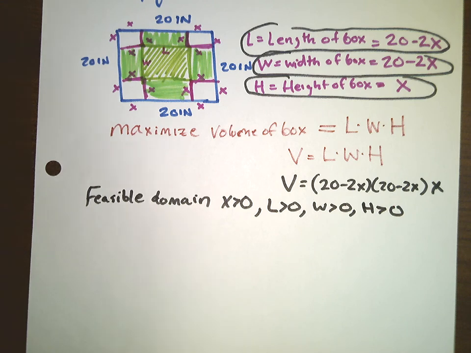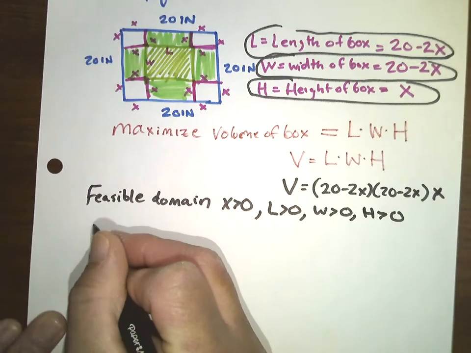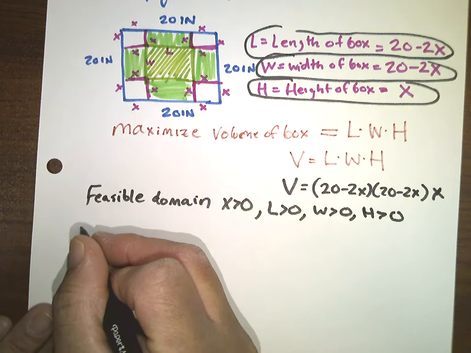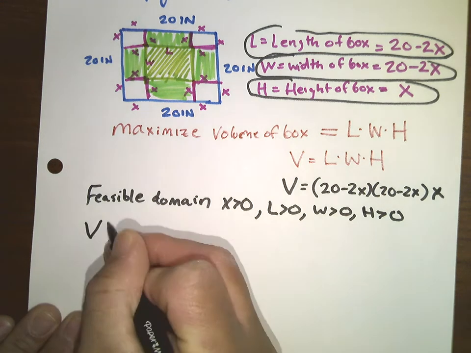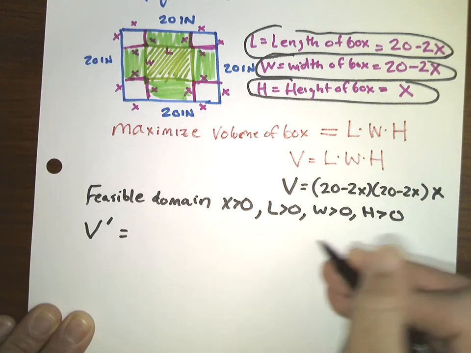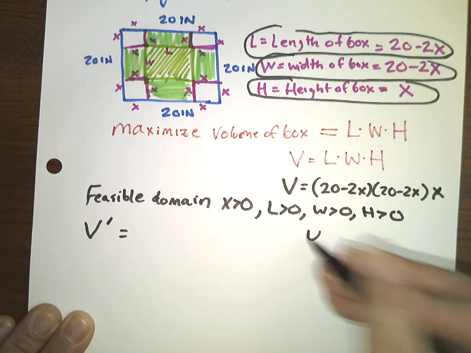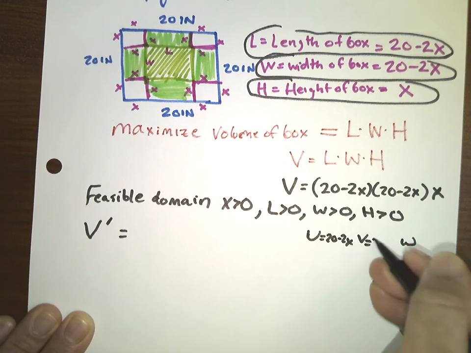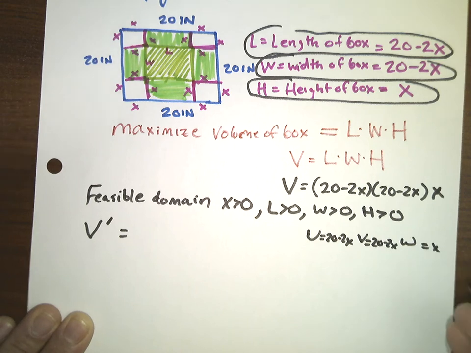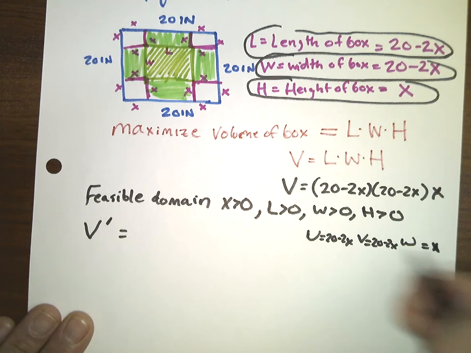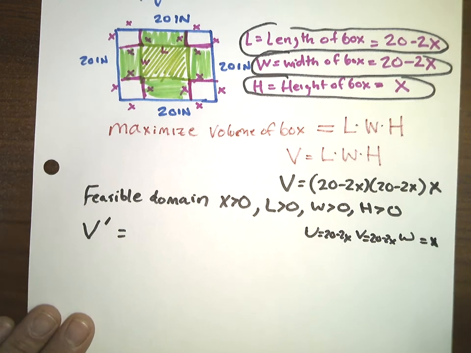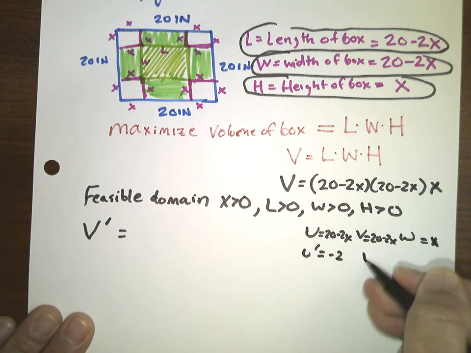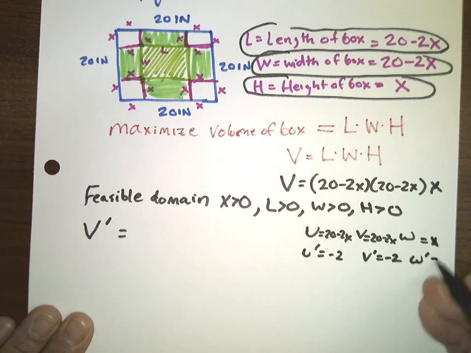All right, so now let's go ahead and find the derivative here. I can use the product rule if we would like. So let's use the product rule. You have u, v, w: 20 minus 2x, 20 minus 2x, and x. I probably shouldn't use the v because v was volume. It doesn't matter, R, S, T, whatever values you want to use. All right, so u prime is negative 2, v prime is negative 2, and w prime is 1.